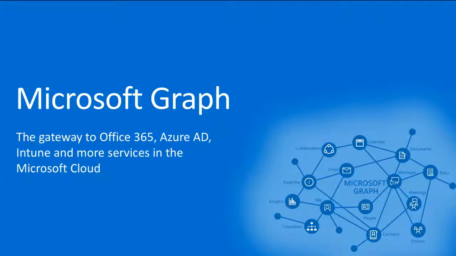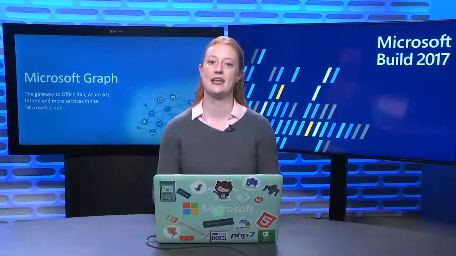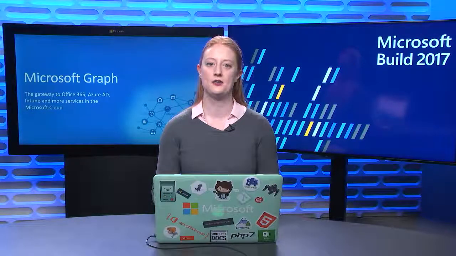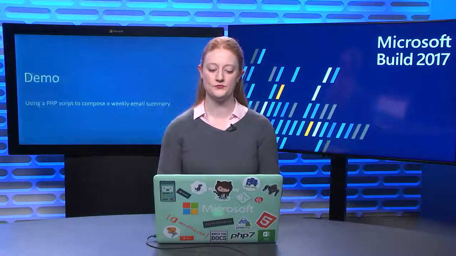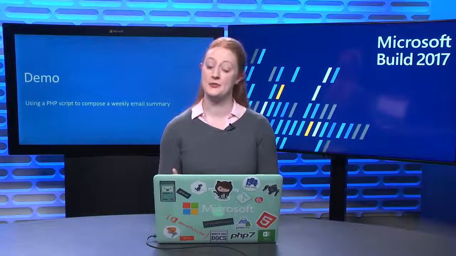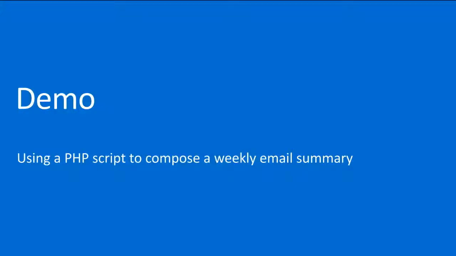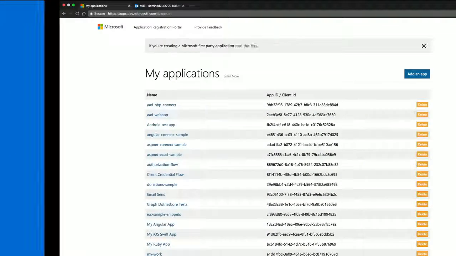Microsoft Graph is an endpoint API surface that has a bunch of different endpoints, including O365 data in your tenant, about OneDrive, Outlook, as well as many other services. So today what we're going to do is use the PHP SDK, and that will allow you to get in, get the data that you need quickly, and get out. So this demo is going to be using a PHP script to compose a weekly email summary that you can send out. So to get started, let's go to the registration portal.